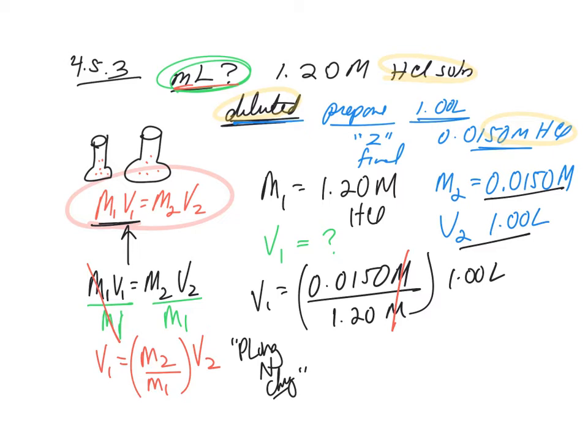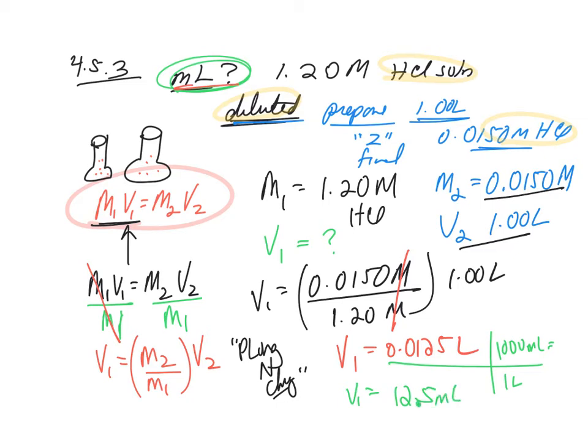0.0150 divided by 1.20 times 1. So I get V1 equals 0.0125 liters, but I have to say 1 liter, there's 1,000 milliliters, so I'm going to multiply by 1,000, and it looks like I need 12.5 milliliters. 12.5 milliliters, and I look to see if we have 12.5, and I see that there is, answer B. All right, let's go to the next one.